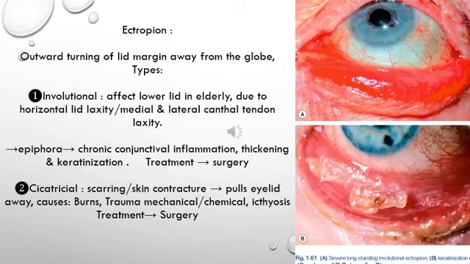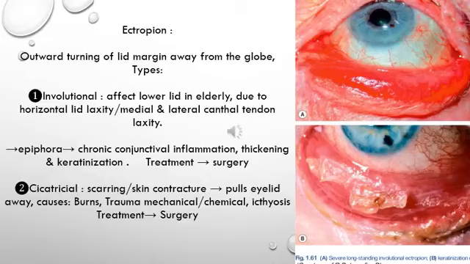When the lid is everted outward, there's an ectropion. There's a defect in the drainage of the tear film to the puncti because of malpositioning of the puncti. So there's epiphora, watering of the eye, chronic conjunctival inflammation, thickening, keratinization. Usually treatment of involutional ectropion is by surgery.